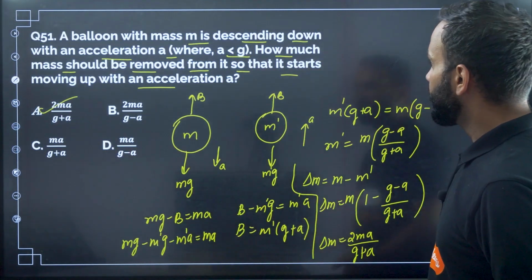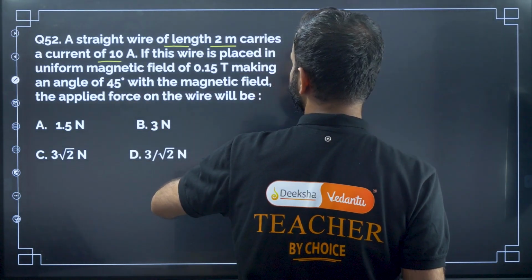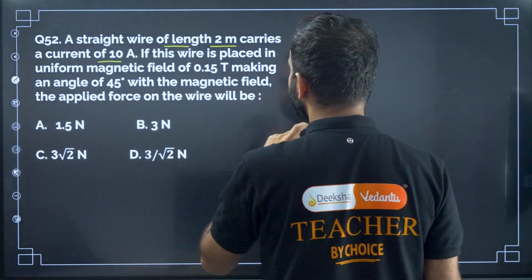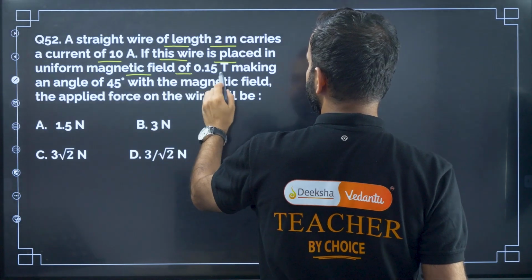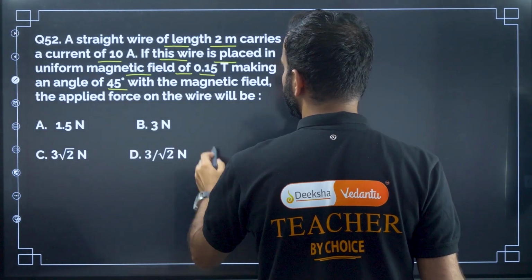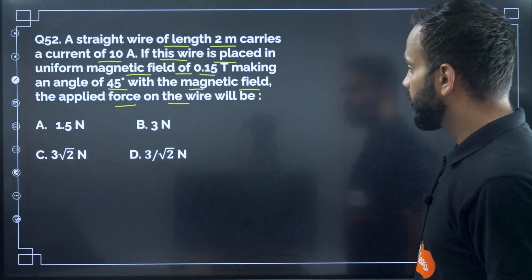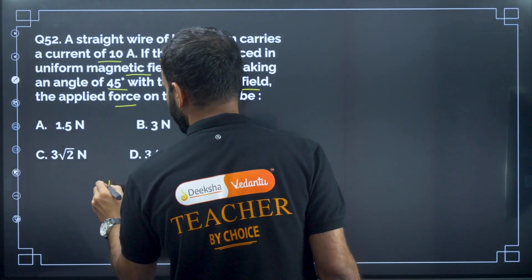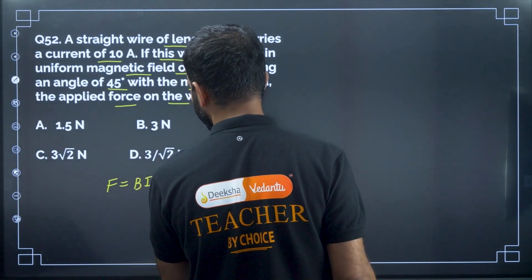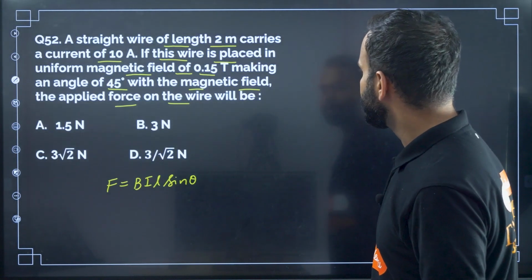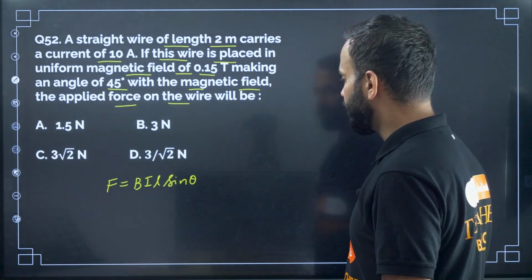Next one, question number 52. A straight wire of length 2 meter carries a current of 10 ampere. If this wire is placed in a uniform magnetic field of 0.15 Tesla, making an angle 45 degree with the magnetic field, what is the applied force on this wire? The force F equals B into I into L sin theta, where theta, the angle between L and B, is 45 degree.